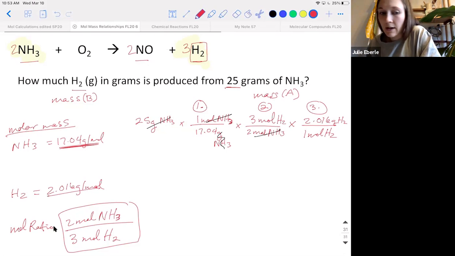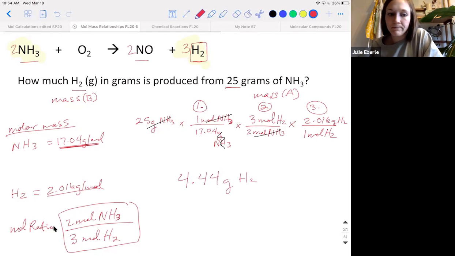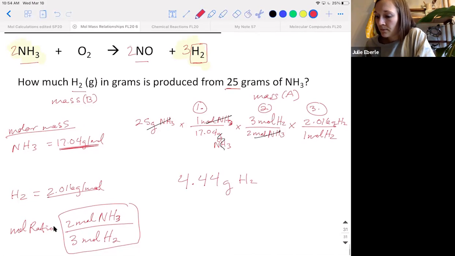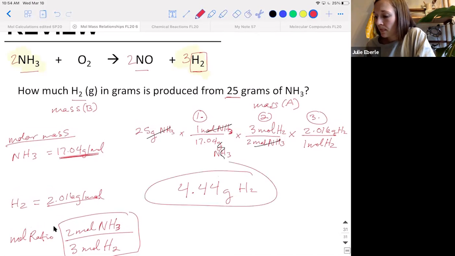So you'll do 25 divided by the 17.04 times 3 divided by 2, and then times the 2.016. And Abby says she got 4.44 grams of hydrogen. If anybody got anything else, let me know. Otherwise, I'm going to assume that was what you get. Okay, so that's a 3-step problem.